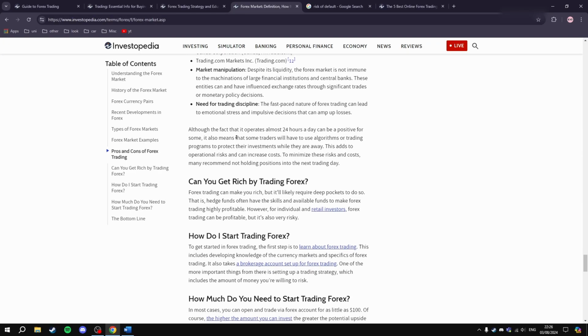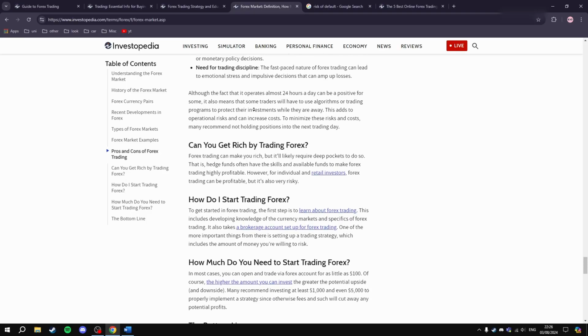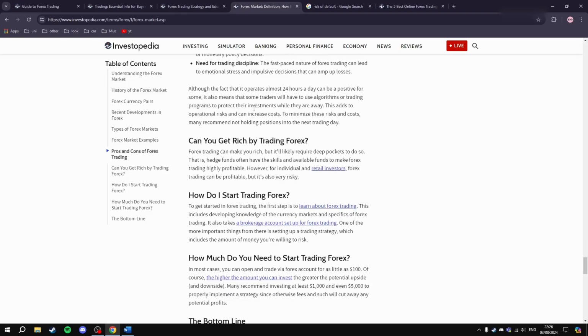Market manipulation. Despite its liquidity, the Forex market is not immune to the machinations of large financial institutions and central banks. These entities can and have influenced exchange rates through significant trades or monetary policy decisions. Need for trading discipline. The fast-paced nature of Forex trading can lead to emotional stress and impulsive decisions that can amp up losses.